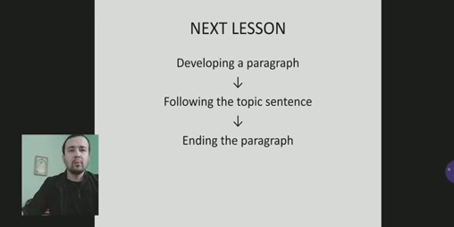In the next lesson, we will talk about developing a paragraph, following the topic sentence, and ending the paragraph. So when you develop your paragraph, you have to include your supporting points. All right, you should follow the topic sentence. You should give examples, details, and explanations. And then you should end your paragraph properly with concluding remark. We will discuss this in the next lesson.